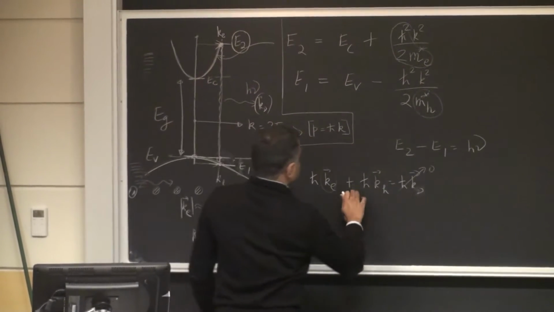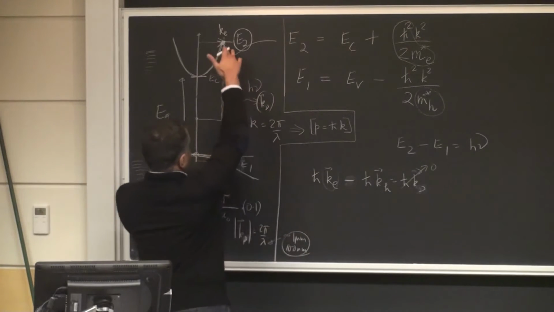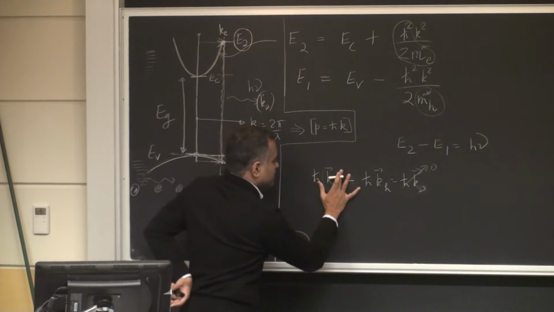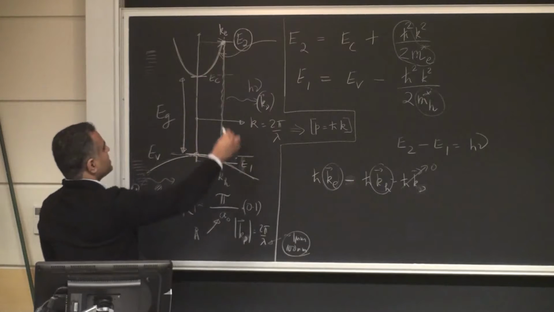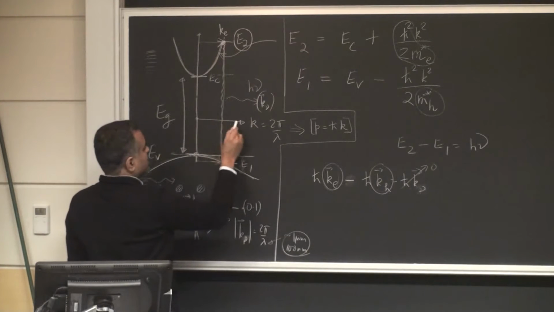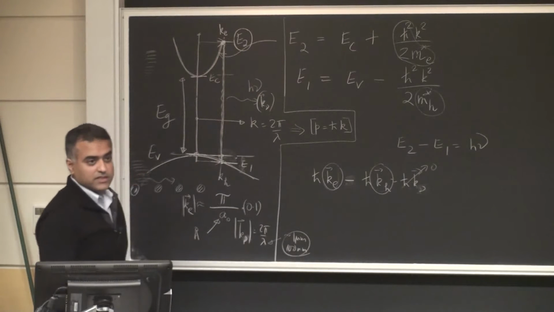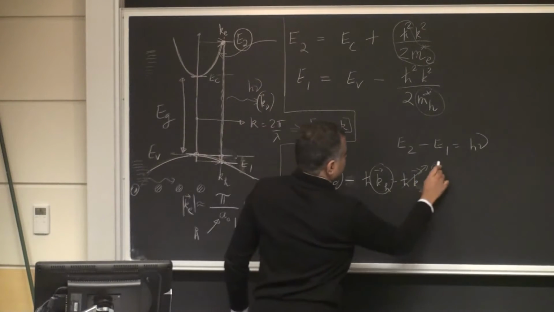the transition. Let me just put it this way: this minus this, because we're going to transition from here to there. So therefore, the k of the electron and the k of the hole must be the same, which means in this picture of E versus k, it should be a vertical transition. There's no change laterally. So that's the momentum conservation, energy conservation.